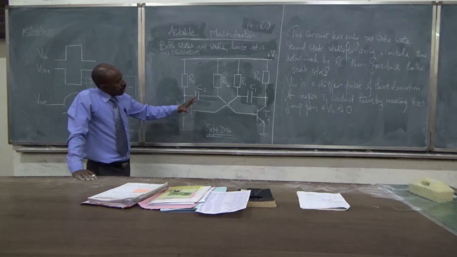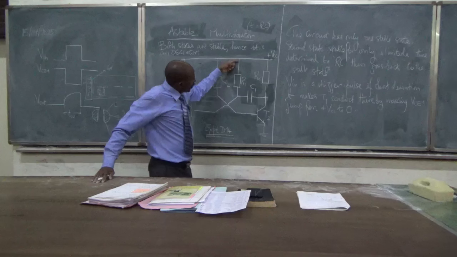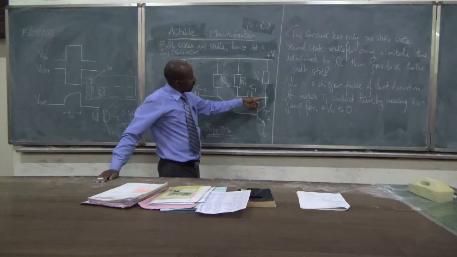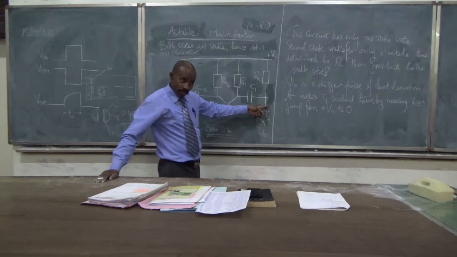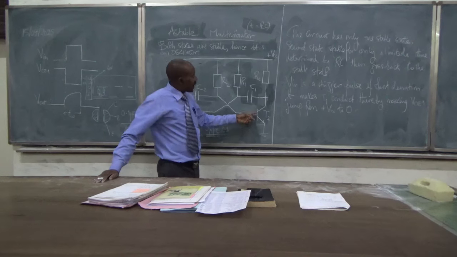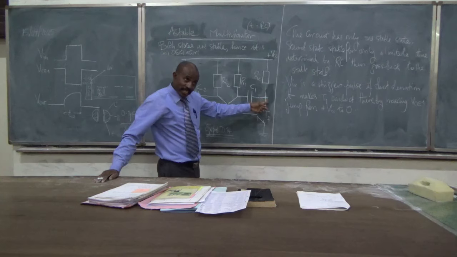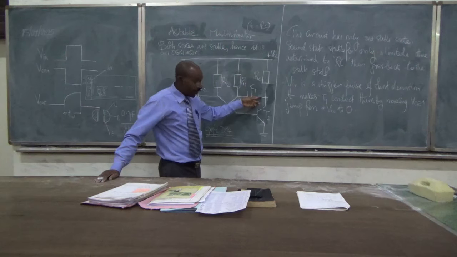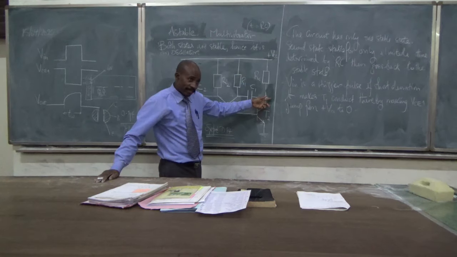And then, when there is current flowing here, and this one is off, when this one is conducting, then this one starts charging, because there is flow of current through the capacitor.